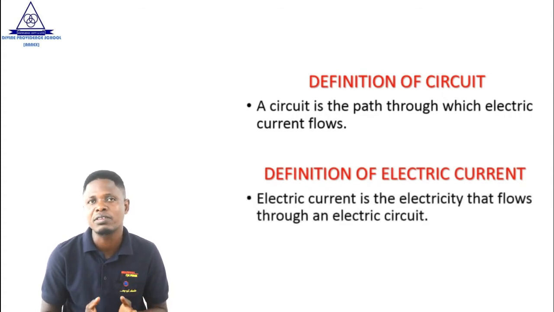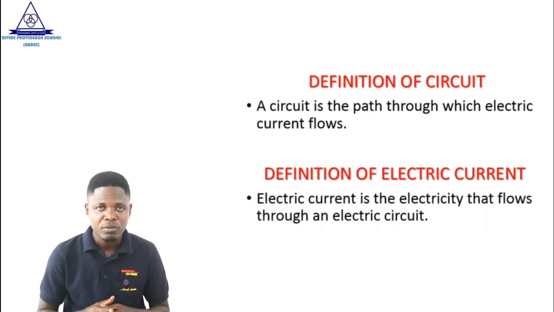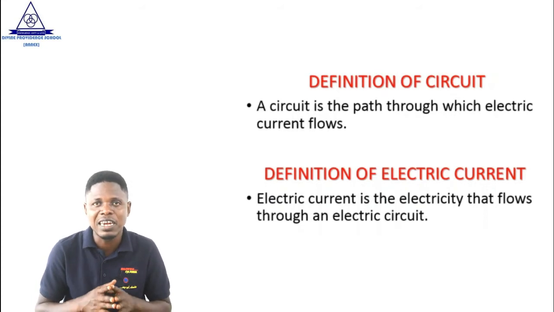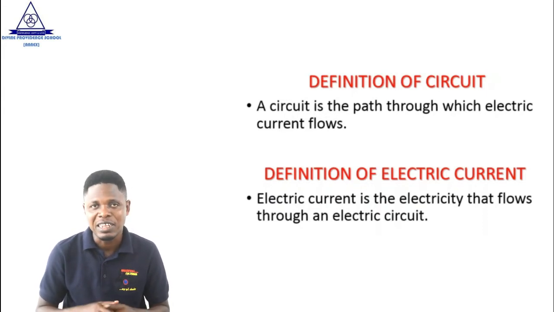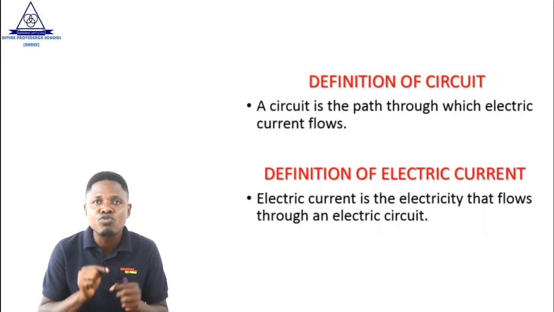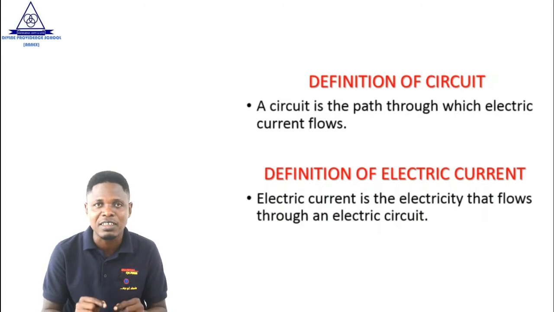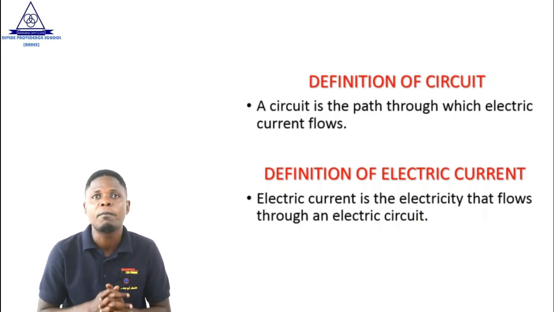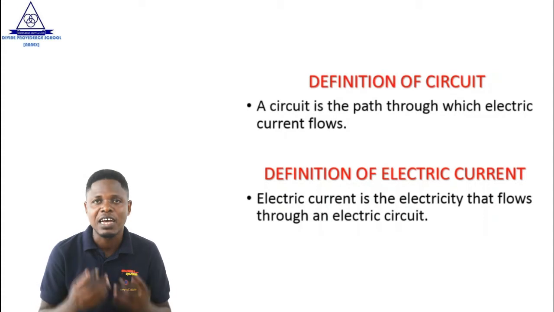Now, definition of electric current. What do we mean by current? Now we've gotten to know the definition of circuit. Now what is meant by current? Electric current is the electricity that flows through an electric circuit. That is what is meant by electric current.